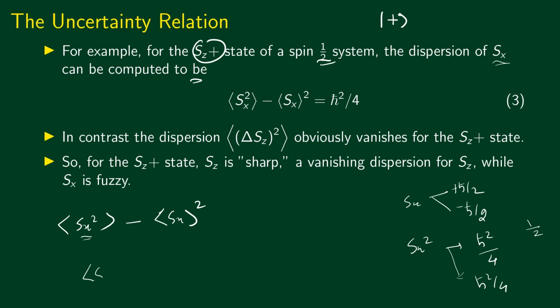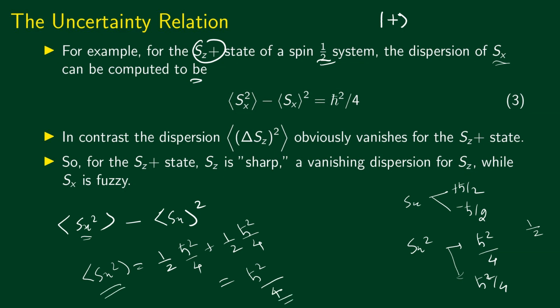So the average value of Sx square can be written as the probability for measuring h bar square by 4 multiplied by h bar square by 4. This is the weighted average, plus the probability for obtaining h bar square by 4, as the square of minus h bar by 2, and again h bar square divided by 4. So that's equal to h bar square divided by 4. This is the average value of Sx square.